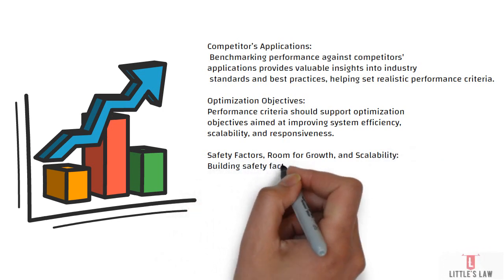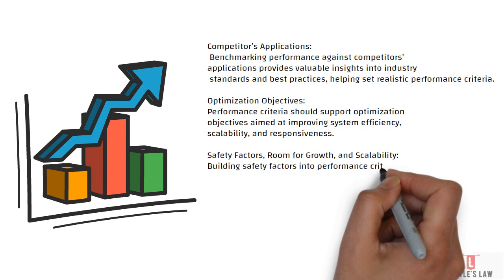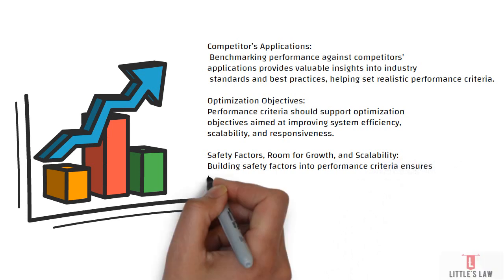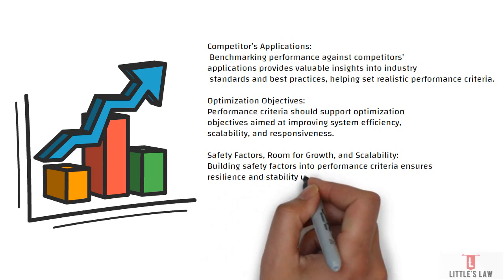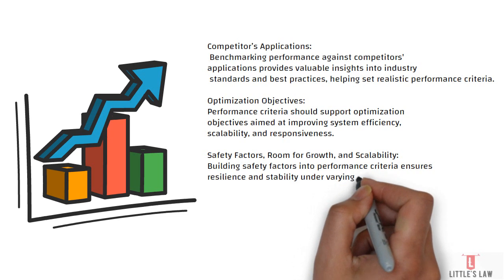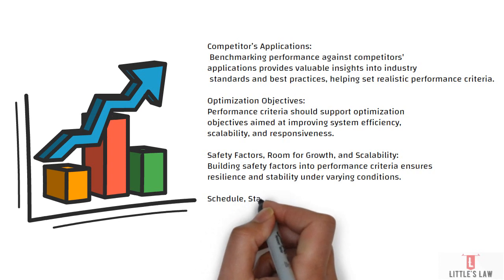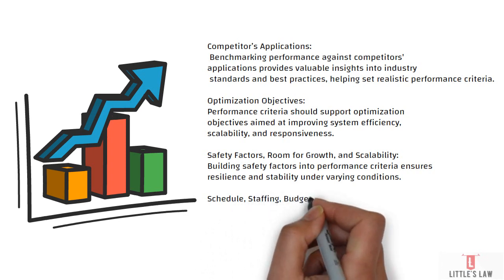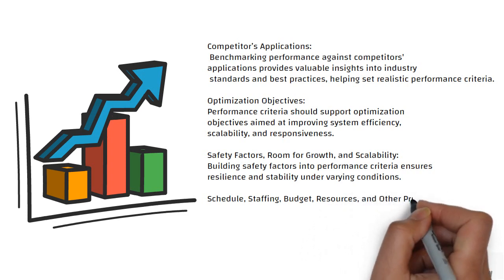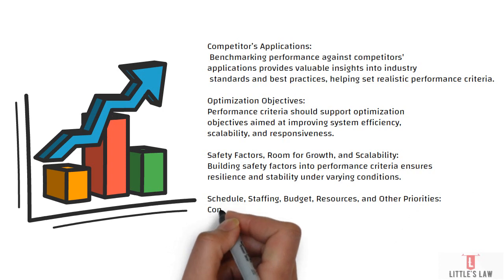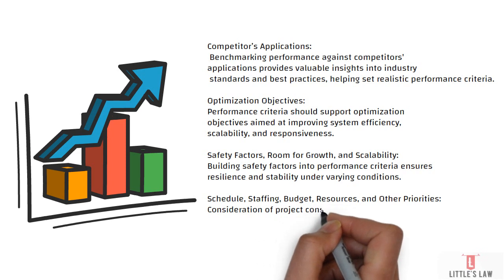And then the 16th and the last point, which is schedule, staffing, budget, resources, and other priorities. Consideration of project constraints such as schedule, staffing, budget, and available resources helps us to prioritize performance testing efforts and allocate resources effectively to meet project objectives. For this, I would bring up an example where we allocate resources and prioritize performance testing efforts based on project constraints such as schedule, staffing, availability, and budget limitations.